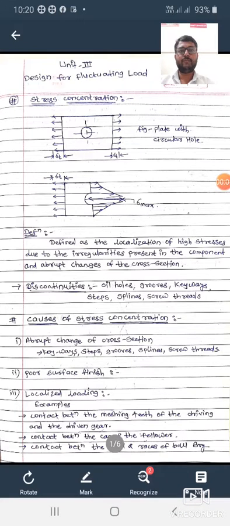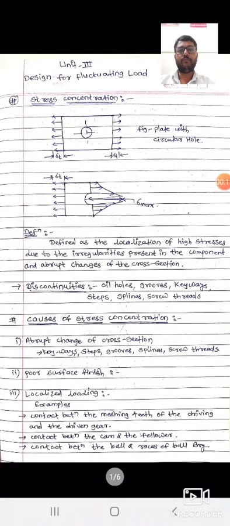Students, today I would like to explain design for fluctuating load, that is, Unit number 3 from the subject Design of Machine Element 1. So let us start with the first point, which is stress concentration. Students, stress concentration means what?